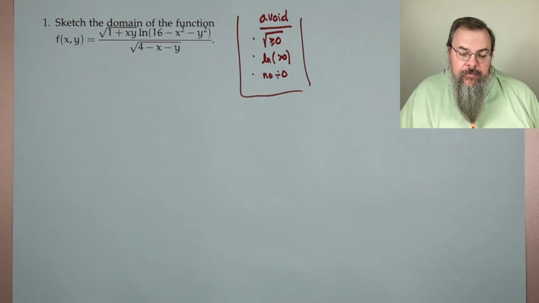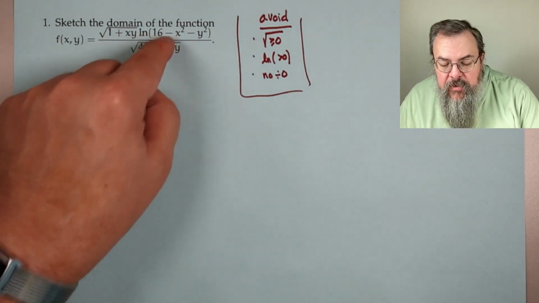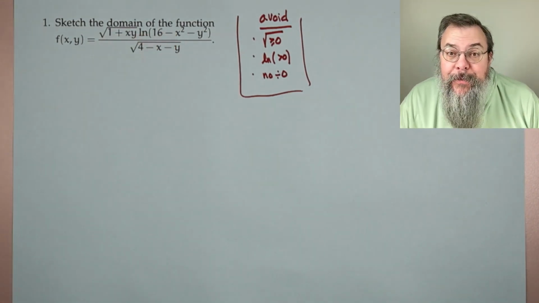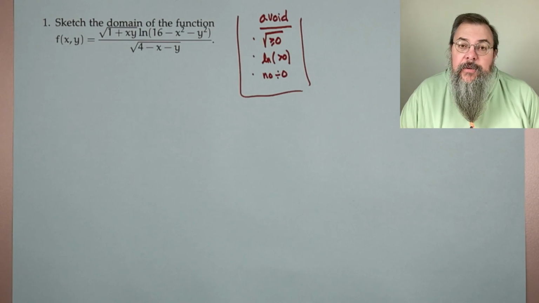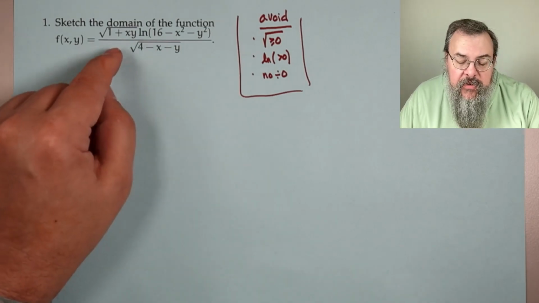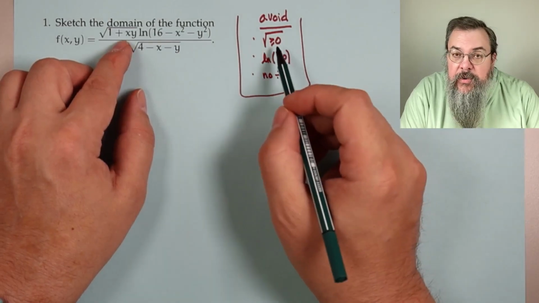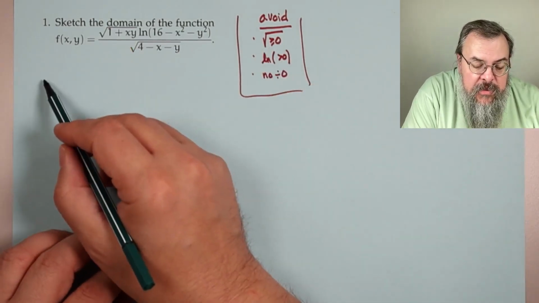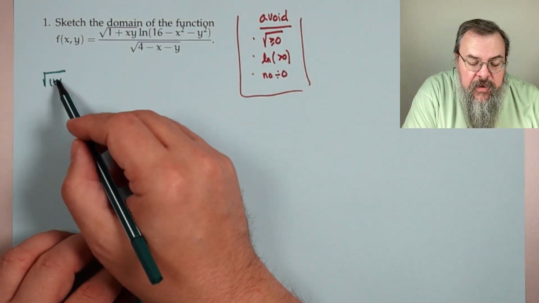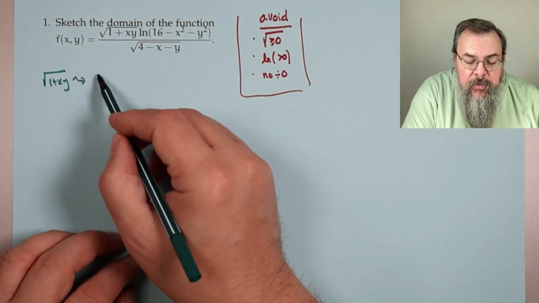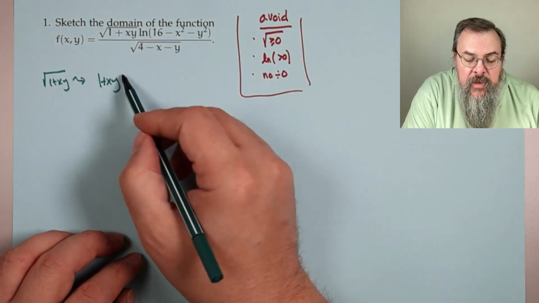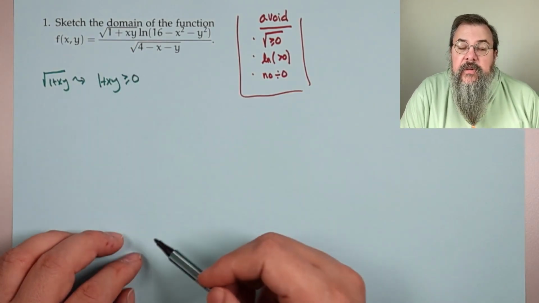All right, so there's really three pieces here, so let's just go through them one by one. Let's start with the square root of 1 plus xy. It's upstairs, so that's good. Don't need to worry about any divide by 0. It is a square root. So the square root of 1 plus xy tells us we need 1 plus xy to be greater than or equal to 0.